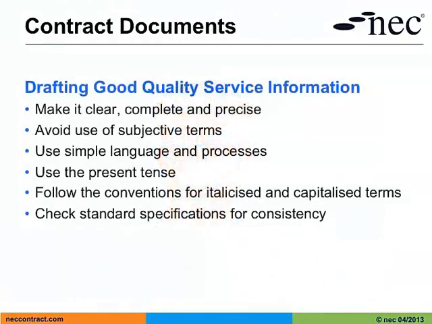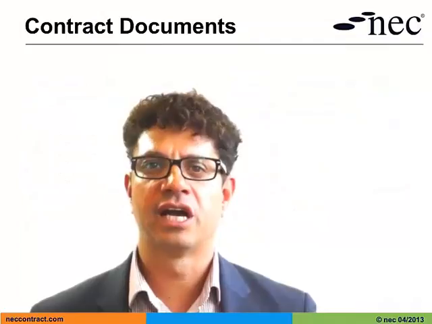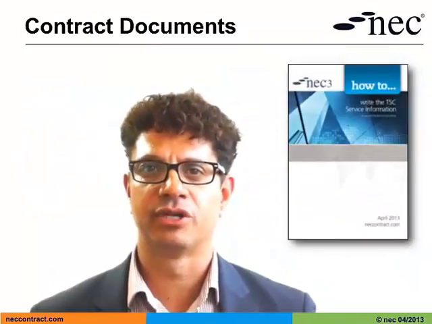So, how do we draft good quality service information? Make it clear, complete and precise. Avoid the use of subjective terms. Use simple language and processes. Use the present tense. Follow the conventions for italicized and capitalized terms. And check standard specifications for consistency with the TSC. Further support can be found in the guide How to Write the TSC Service Information.